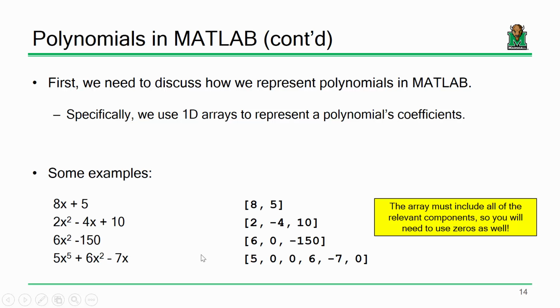And so here we'd need to have a number of placeholders to represent 5x to the 5th plus 6x squared minus 7x. So if we want that to be as an array in Matlab, we're going to have 5 followed by comma 0, comma 0. And this is x to the 4th, x to the 3rd. Both of those don't exist, but they need to be placeholders in Matlab. 6 is the x squared, minus 7x, and then the 0 placeholder at the end for the fact that there's no coefficient.